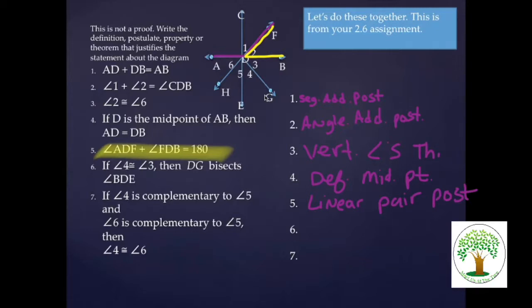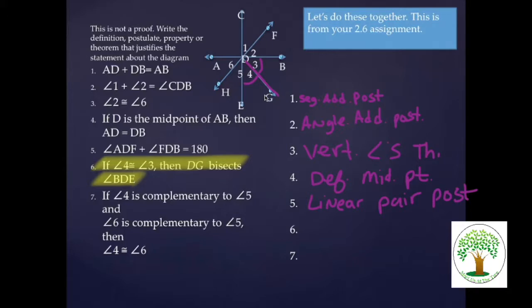All right, number 6. That one's confusing. Number 6 says that if 4 and 3 are equal, then DG bisects angle BDE. Why can we say that it bisects? I don't know. 3 and 4, I'm going to erase all that up here from before. It's not pertinent anymore. If 3 and 4 are equal, then that means DG bisects.